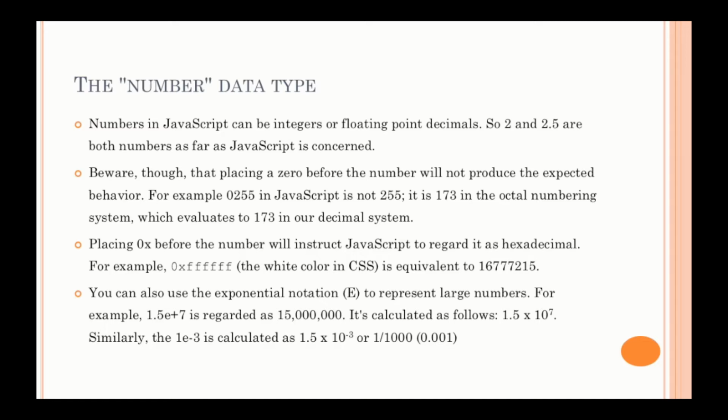As we said, the number data type in JavaScript refers to anything that looks like a number. Whether it is a floating point number, a decimal, an integer, or whatever, JavaScript does not have that line of distinction between different number data types. They are all treated the same. They are all numbers.